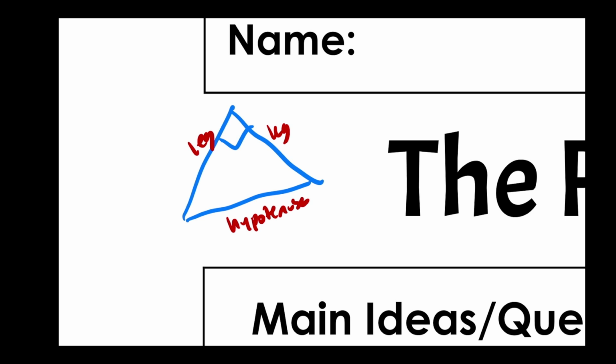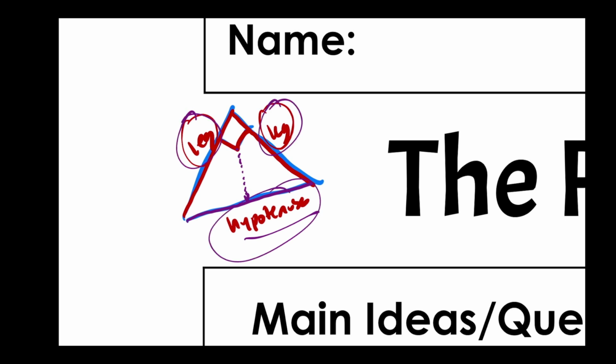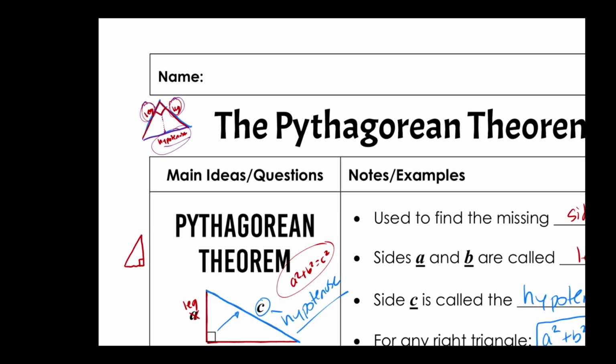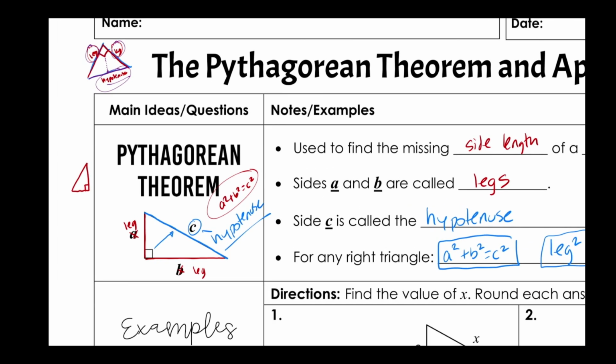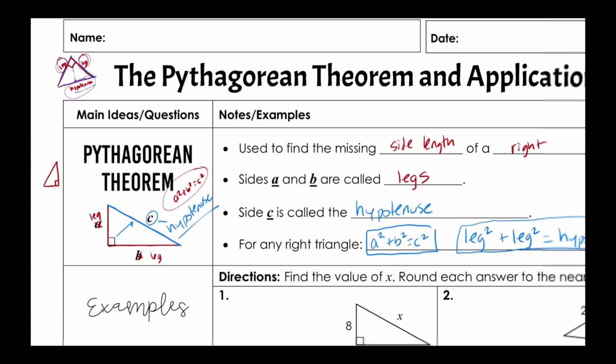As long as you know that this side and this side form the right angle, those are my legs. And then this long side over here, on the other side of the right angle, is my hypotenuse. So it's leg squared plus leg squared equals hypotenuse squared. That's your formula. You use that formula to find side lengths that you don't know of right triangles, and we'll do that tomorrow. I just wanted to reintroduce you to the Pythagorean theorem, because you have met it before.